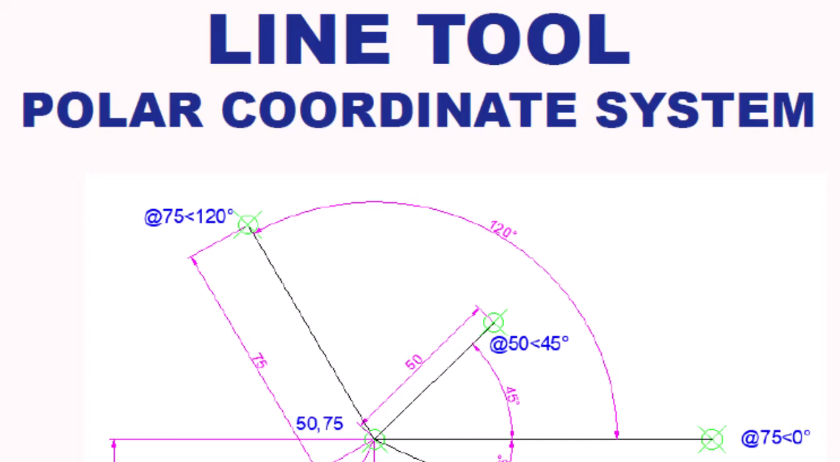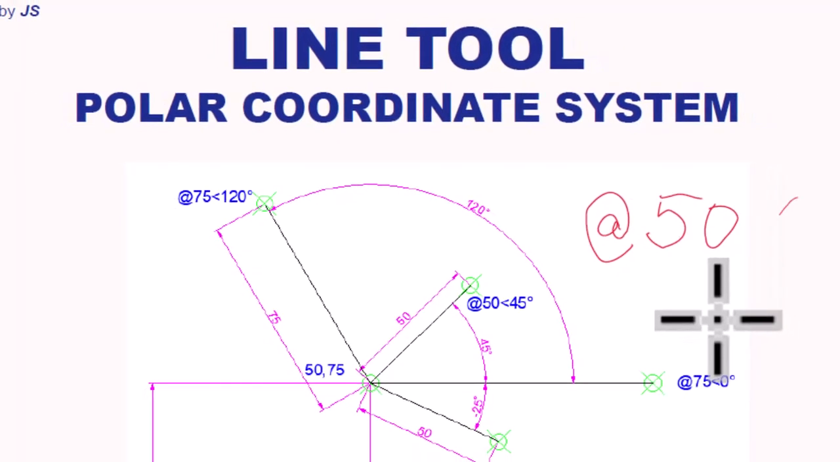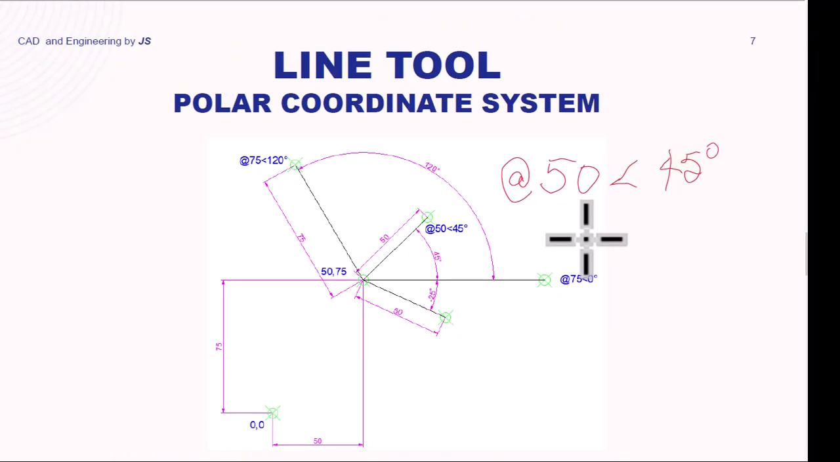To specify a point in polar coordinates, you type in the distance followed by the angle. Before the distance, you use the @ symbol, and before the angle, you use the less than symbol. For example, to specify a point that is 50 units from the previous point at 45 degrees counterclockwise from the positive x-axis, you would type @50<45, like is shown here.